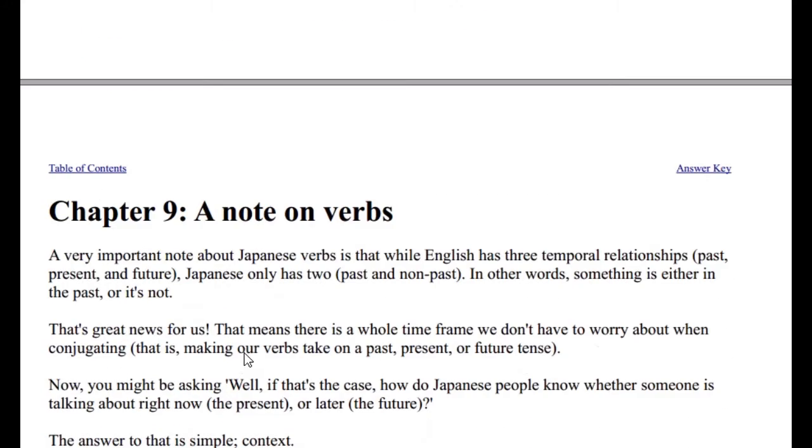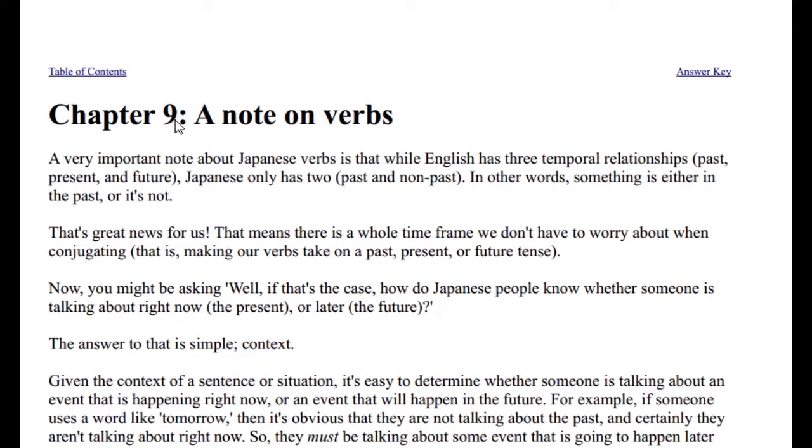All right, so let's see next time. We don't really have a chapter where we're going to learn something specifically about grammar, but I'm going to talk a little bit about Japanese verbs. It's a short chapter, really short video, but very, very important, so be sure to check that out, and we'll see you next time.